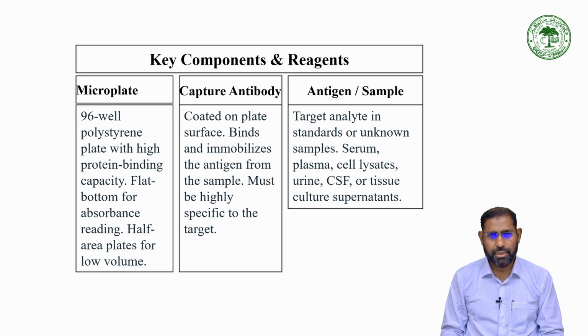Capture antibody is coated on the plate surface, binds and immobilizes the antigen from the samples, and must be highly specific to the target. That is very specific. It means that we use a monoclonal antibody in this case. Antigen or samples: the target analyte is a standard or unknown sample, such as serum, plasma, cell lysate, urine, cerebrospinal fluid (CSF), or tissue culture supernatant. These are the antigens or samples we can use to detect proteins with the help of ELISA.